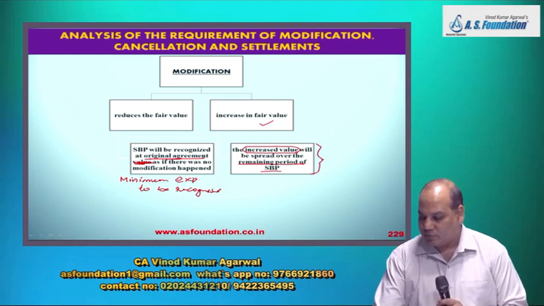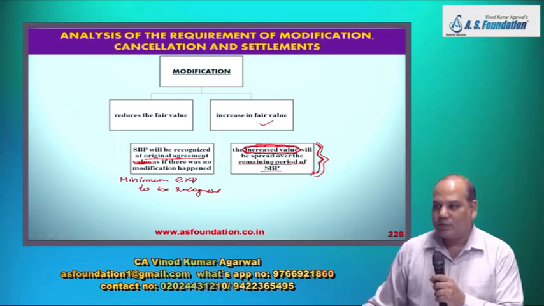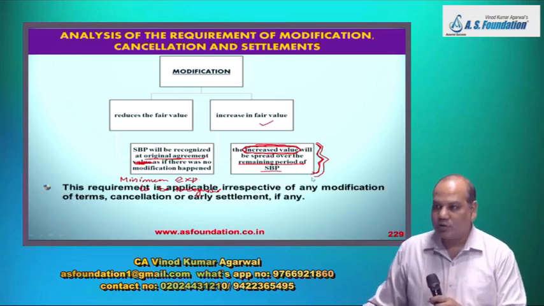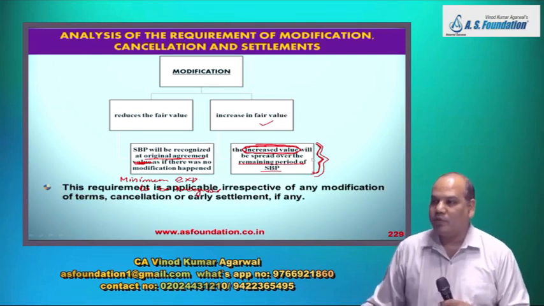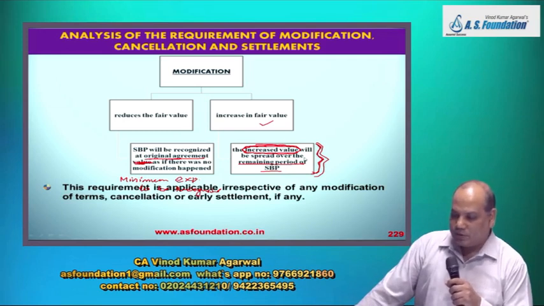This benefit, which you have now modified, you are going to enjoy over the remaining period of the SBP, and therefore this increased cost will be recognized over the remaining period of the SBP. Is it right? So have you understood why we ignore the decrease and why we provide for the increase over the remaining period? Because this benefit will now be received only over the remaining vesting period.